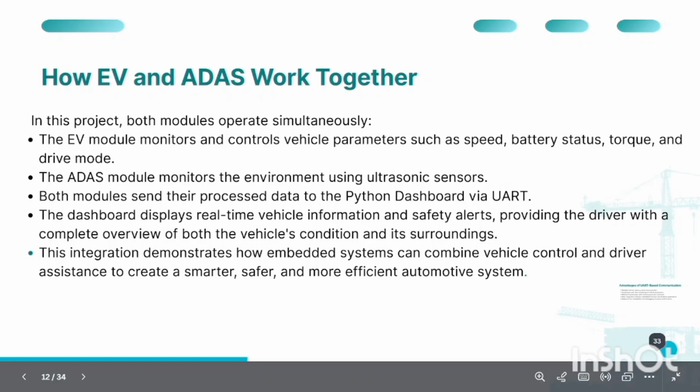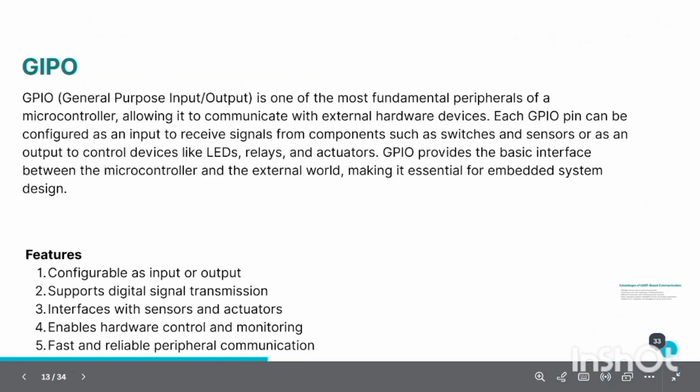EV powertrain and ADAS system synergy. In this domain architecture, both modules run simultaneously. The EV layer tracks internal traction variables while the ADAS layer maps external environmental grids. Both modules merge their data into a single UART telemetry stream, presenting a unified view of vehicle health, activity, and safety states.